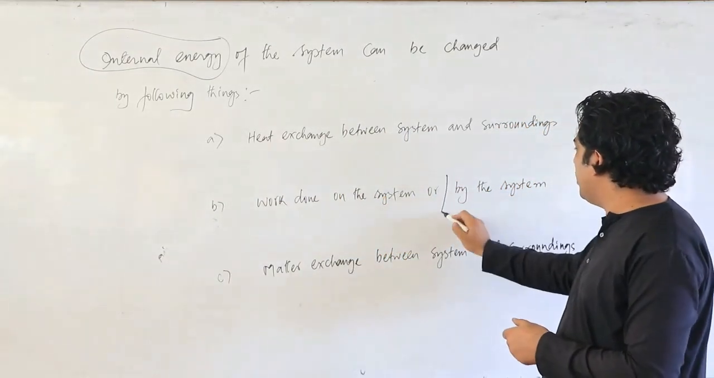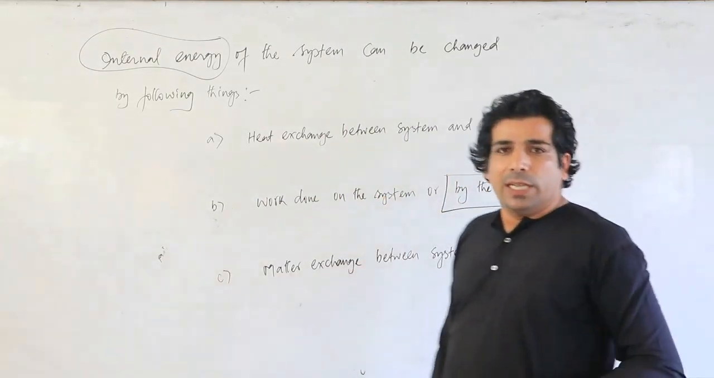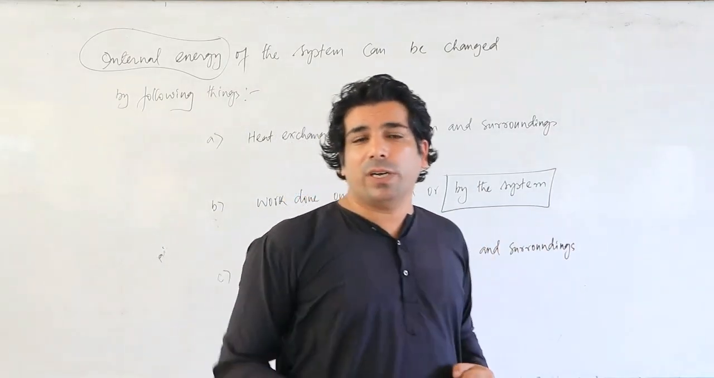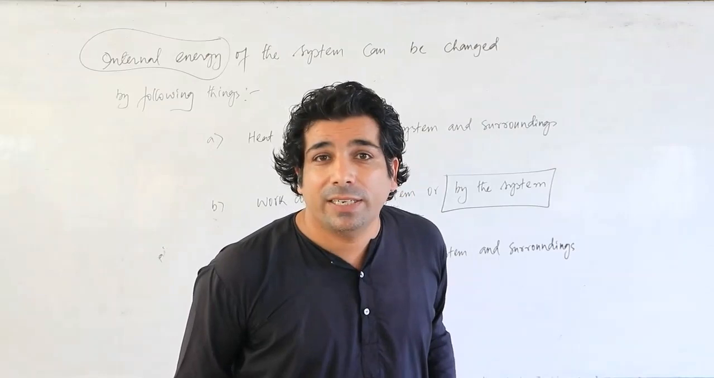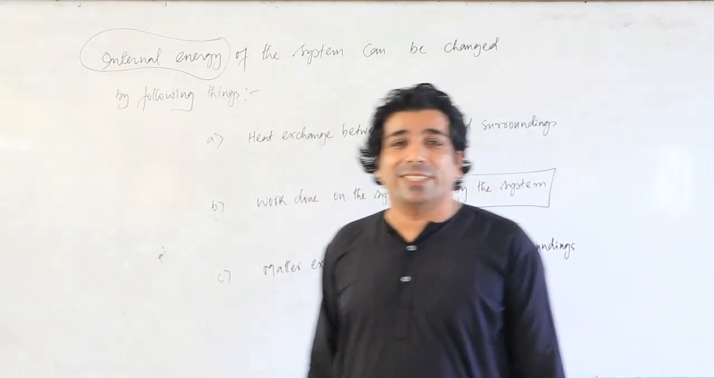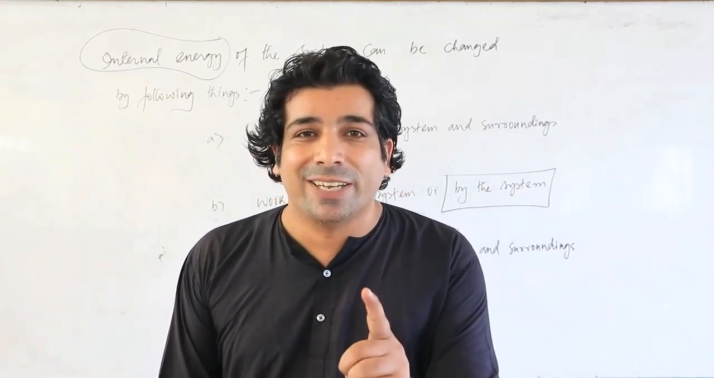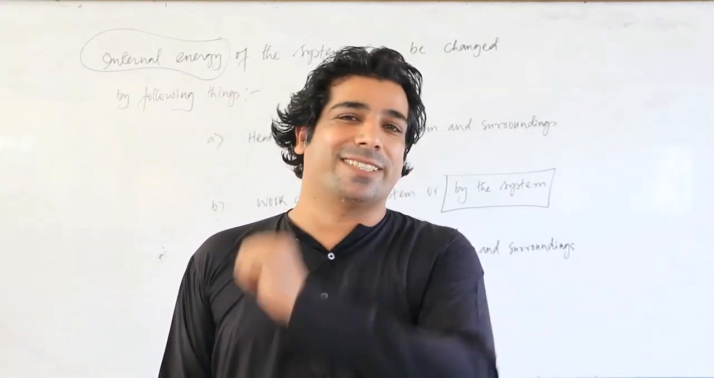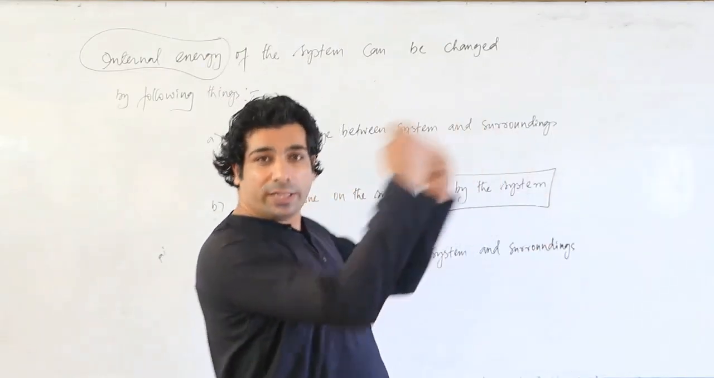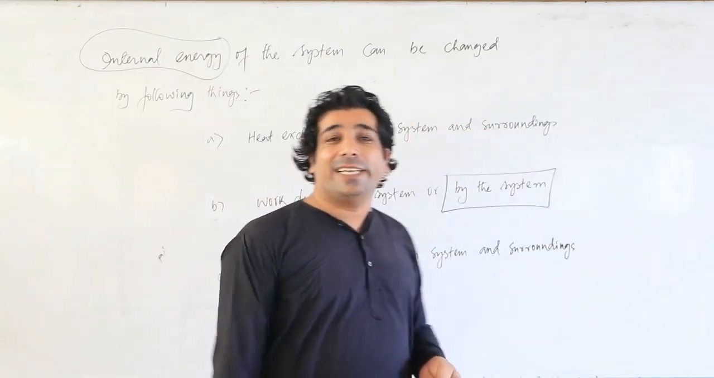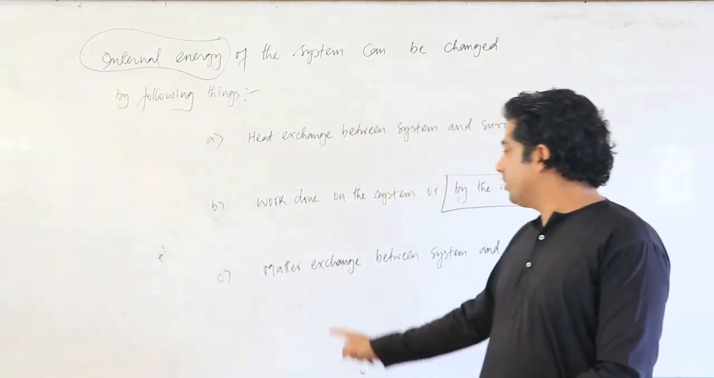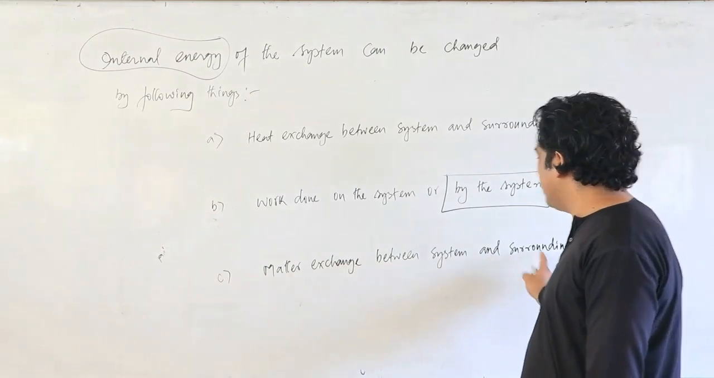First of all, I will tell you here, by the system. Let us suppose I am a system. I am doing some work. When I do some work, what will happen? My energy will decrease because I am doing work. That means internal energy of the system will decrease when work is done by the system. But now, if the work is done on the system, then the internal energy of the system will increase.